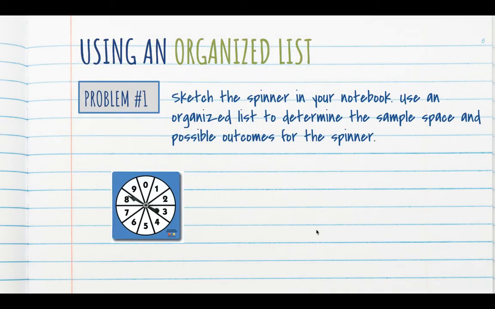Now here's one for you to try. I want you to sketch this spinner in your notebook. Use an organized list to determine the sample space and possible outcomes for the spinner. Press pause when you're working this problem, and then press play when you're ready to check your work.